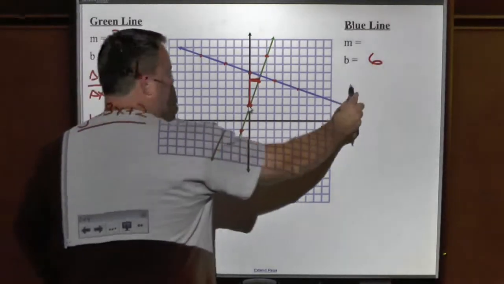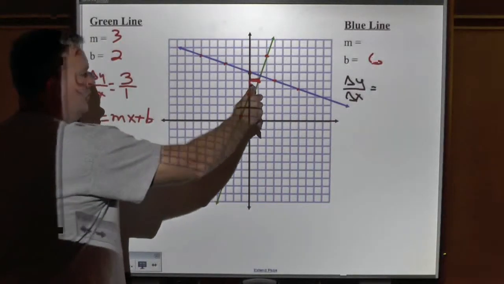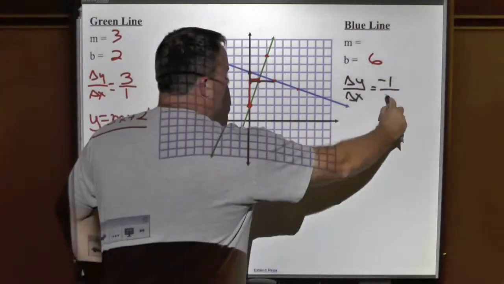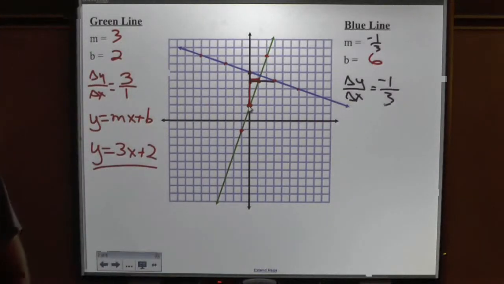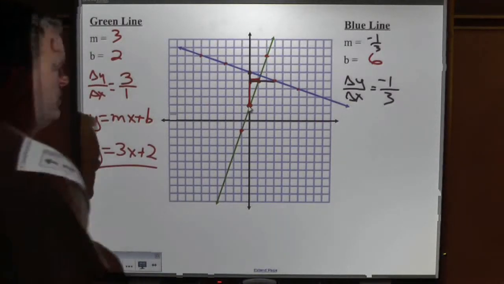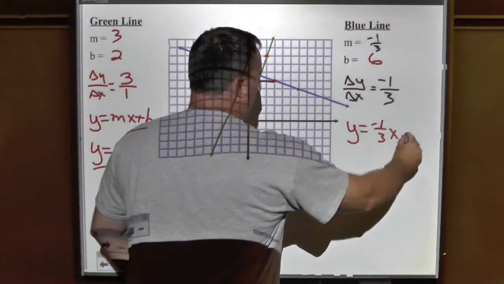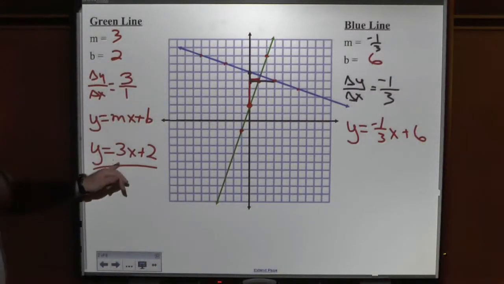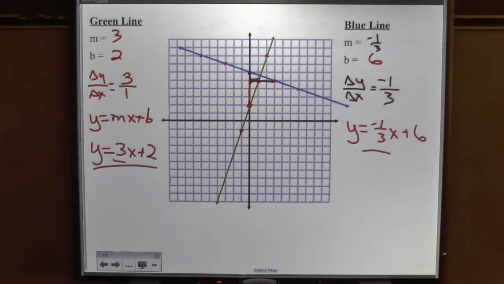Start farthest to the left. So again, changing y over changing x. Start at that point, go down 1. So that's going to be a negative 1. And 3 units to the right. So for this, our slope is negative 1/3. So the equation is going to be y equals negative 1/3 x plus 6. Alright, so I want you to take a look at these and really pay attention to the slopes. That's going to be important as you look at these two lines.